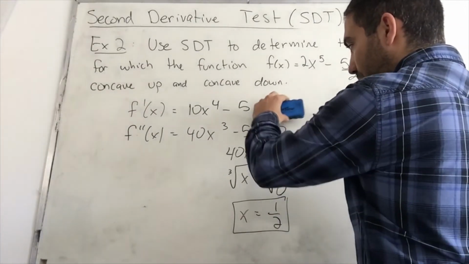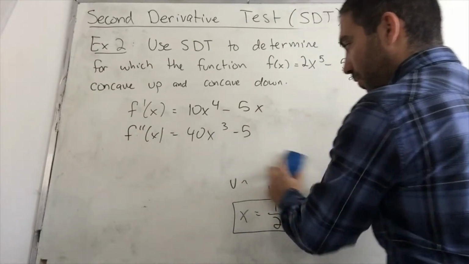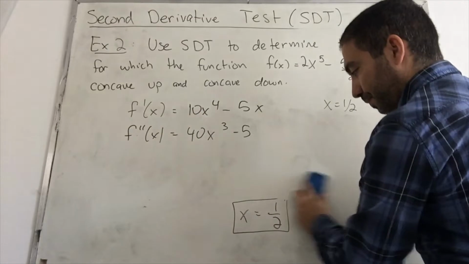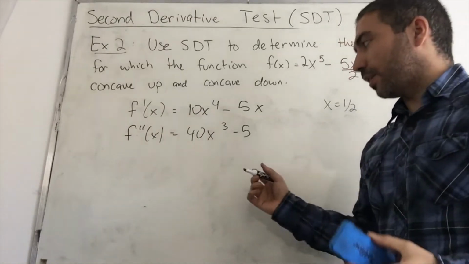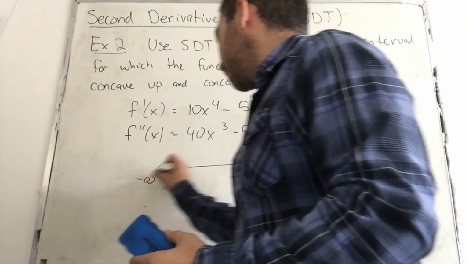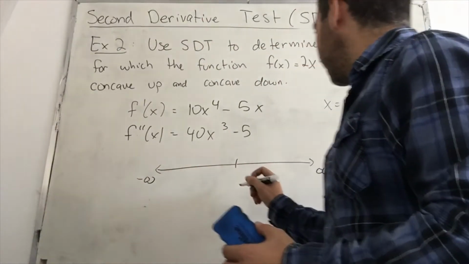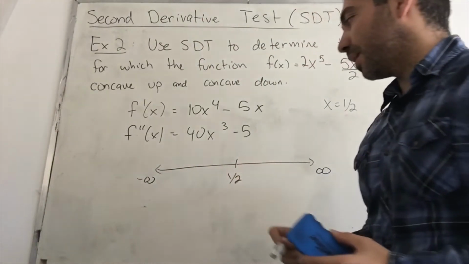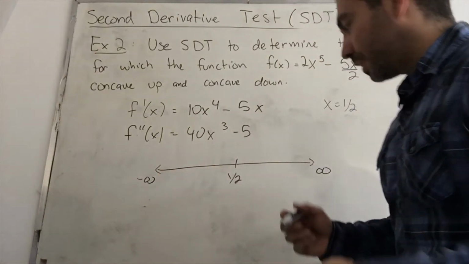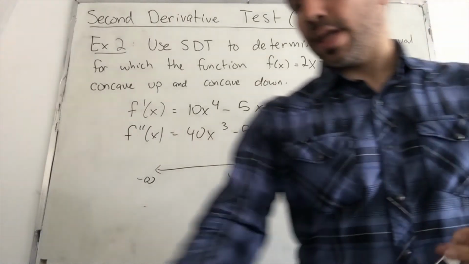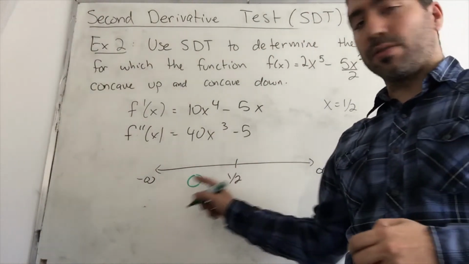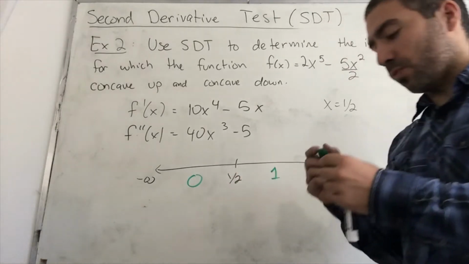So let's keep these two. Now let's create a number line. Negative infinity, positive infinity. The inflection point here is a half. And let's determine what's happening to the left and to the right of the inflection point. So let's test values to the left and right. And the values that I'll test are, to the left of a half is 0, and to the right of a half, I'll take 1.